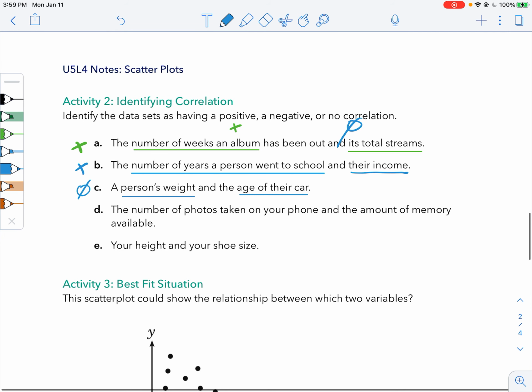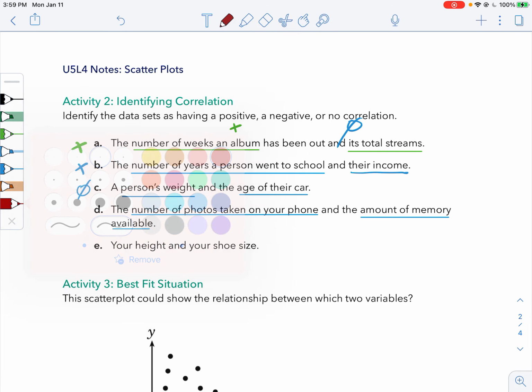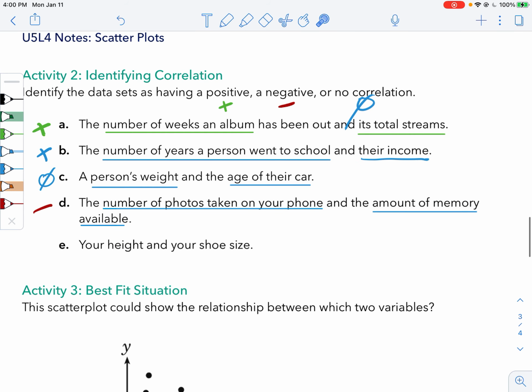Okay, what about the number of photos you took on your phone and the amount of memory available? Well, the more photos you take, the less memory there is. So that's negative. We're going to make that red. That is a negative correlation. As this goes up, this goes down. The opposite is true too. As you delete photos, you'll clear up memory. So as photos goes down, memory goes up. So that's a negative correlation because they're like opposites.